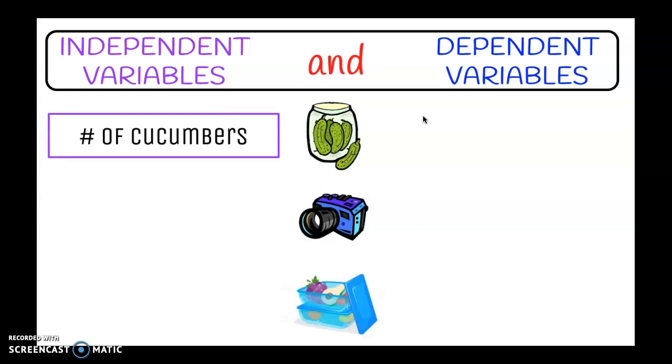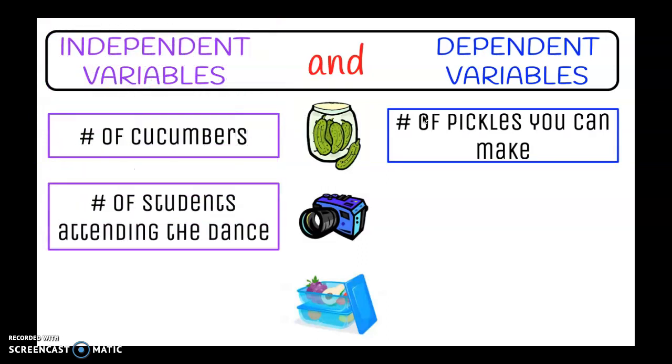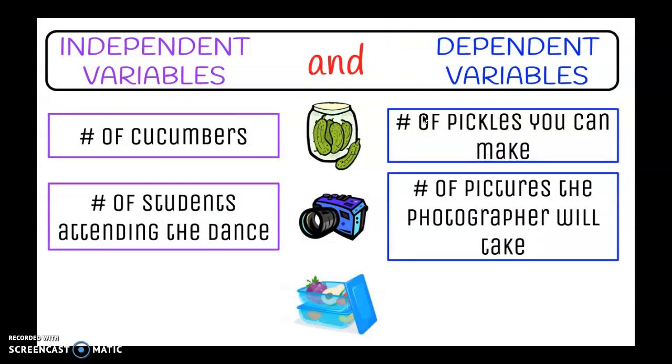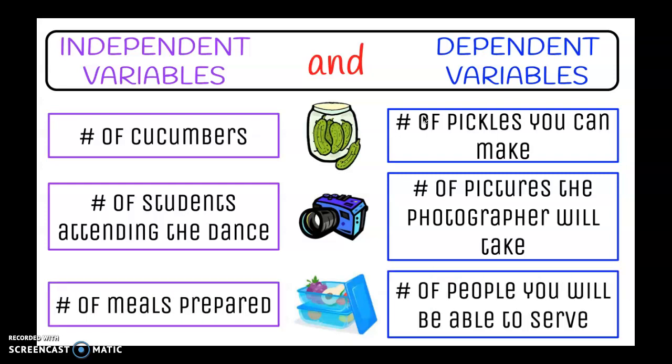The number of cucumbers I have will determine the number of pickles I can make. The number of students that attended the dance will determine how many will be photographed. The number of meals I prepare will determine how many people I can serve. So on the left side, independent, depending on what I have going on there, will determine the right side, what's going to happen. So again, cause, effect.